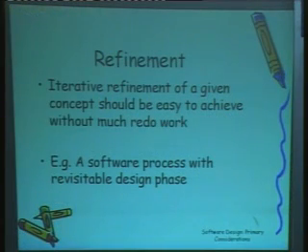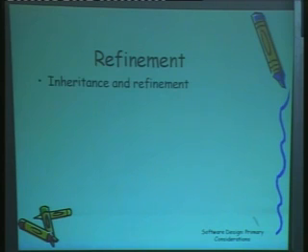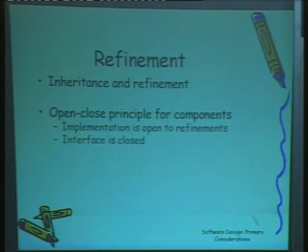For example, a software process with a revisitable design phase, you can come back again and again in the process. You apply this iterative refinement. Or also you apply refinement through inheritance. You want to refine your superclasses to subclasses. You can apply this open close principle for components.